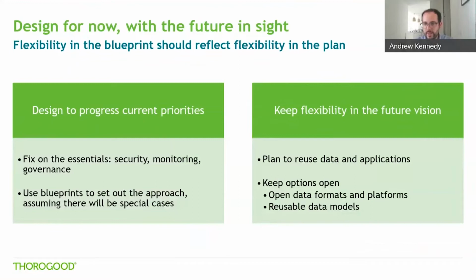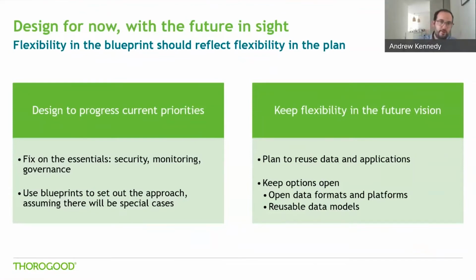So just to recap on that and put a little bit more of it down in words, we're looking to design to progress the current priorities. So we want a pattern that allows us to fix on the essentials, things like security, monitoring, and governance, and then use blueprints to set out the approach. So knowing which tools and technologies we're using as our go-to tools and technologies, but acknowledging within that there are going to be some level of special cases. At the same time, we're trying to keep flexibility for the future vision.